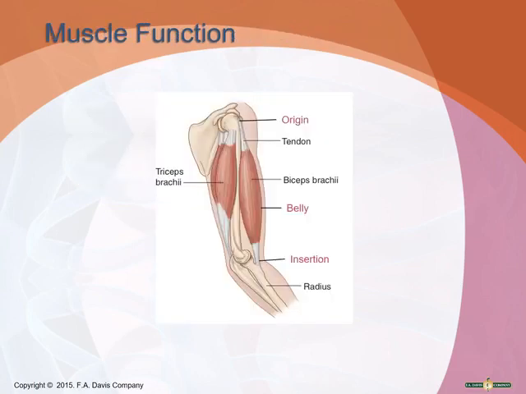So each end of most skeletal muscles adheres to a different bone. The contraction of the muscle causes one bone to move when the other remains relatively still. The end of the muscle that attaches to the more stationary bone is the origin, and the more mobile attachment is the insertion. And the belly of the muscle is the thick midsection of the muscle.